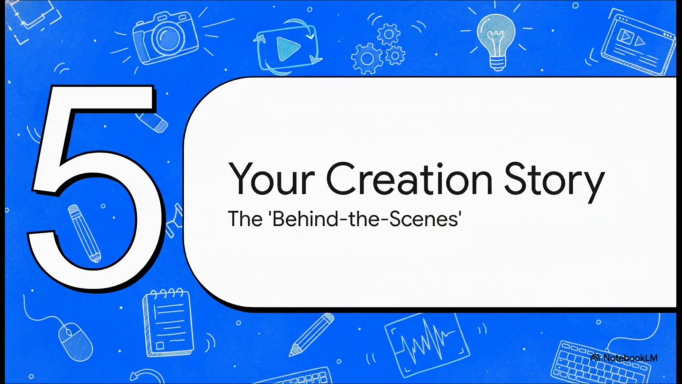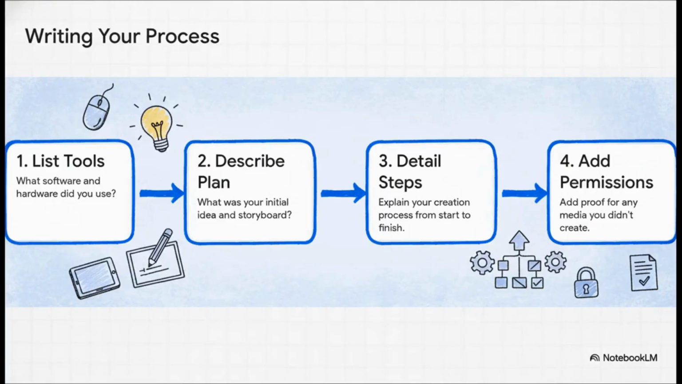We're down to our last 10 points, and this one isn't about the video itself, but the story behind it. Your process document is your chance to give the judges a behind-the-scenes look at all the hard work and thinking that went into your project. Your process document should tell the whole story. Start with your tools, what software, what microphone did you use, then show them your plan. Let them see your storyboard or initial sketches. Walk them through your process, step by step. And, super important, this is where you include all that proof of permission we talked about earlier.